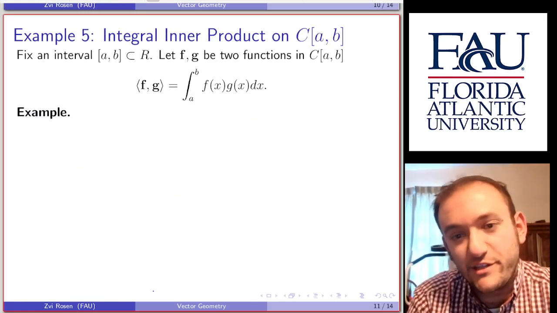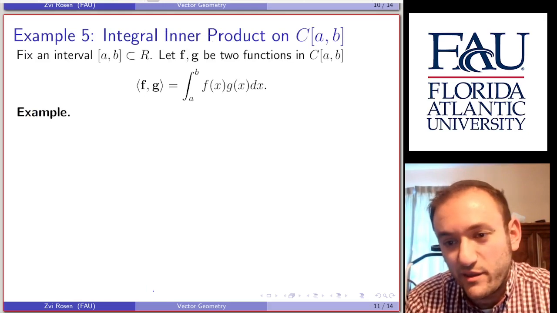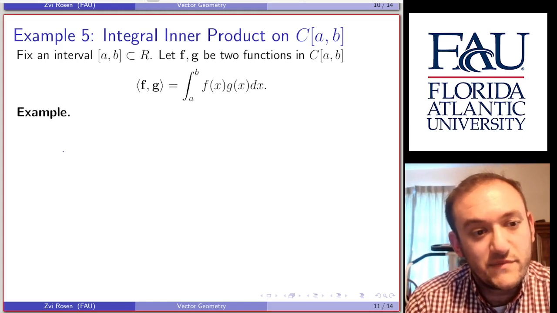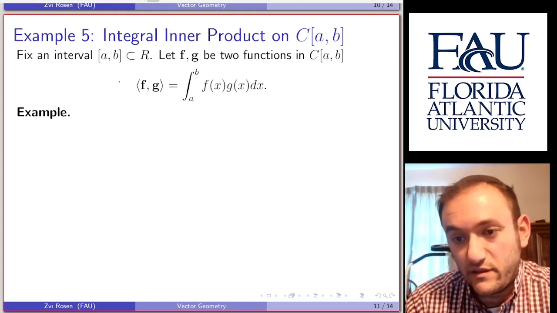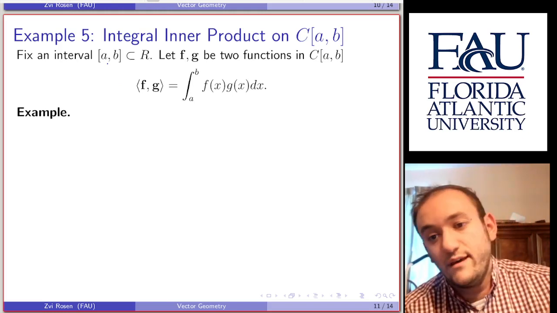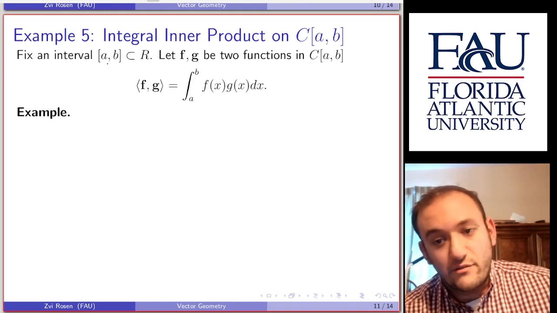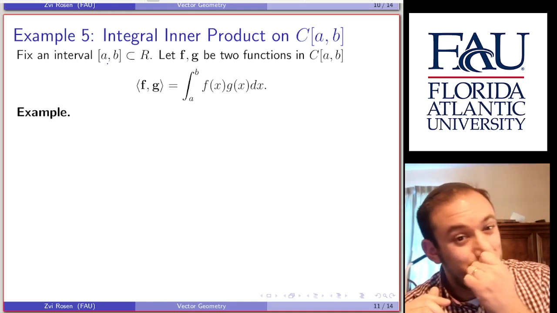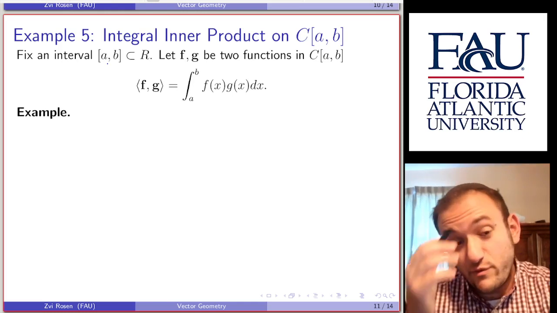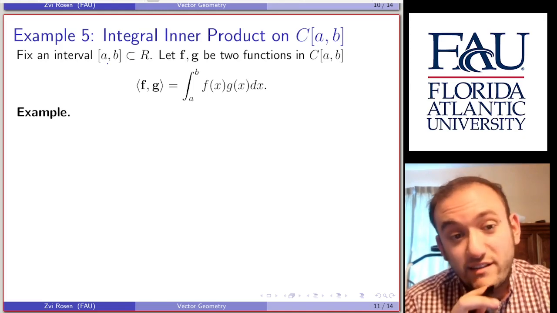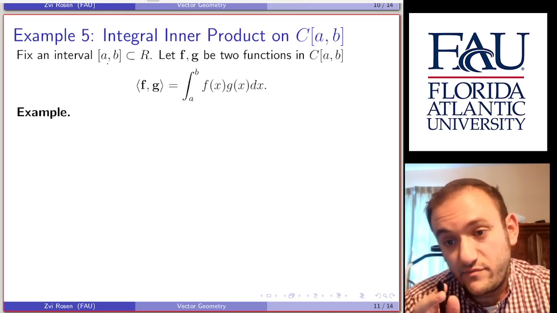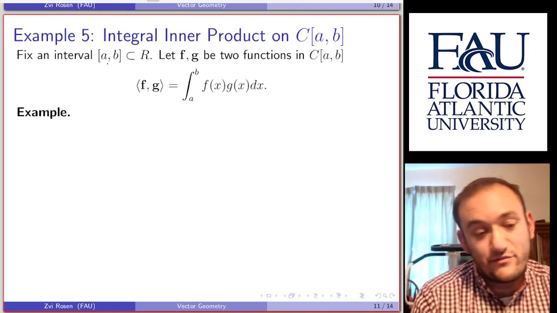Okay, now here's a weird one, which will look somewhat unfamiliar if you haven't seen calculus in a while. If you fix an interval in the real numbers, that means a stretch of numbers from some smaller number to some bigger number, like 2 to 5 or -3 to 1,000. So fix that interval, and then let f and g be two functions that are continuous on that interval. We can define the inner product of f and g to be the integral from a to b of f of x times g of x dx. So you multiply the functions and then you integrate over the interval.